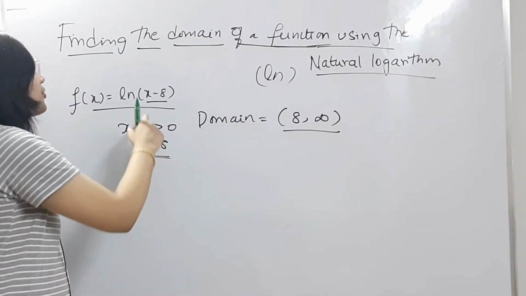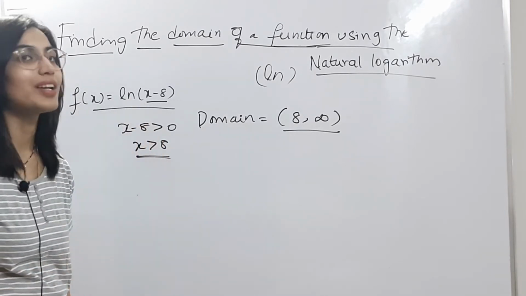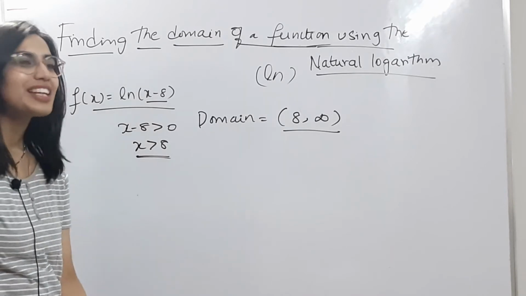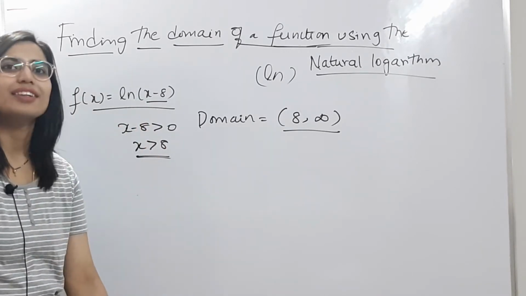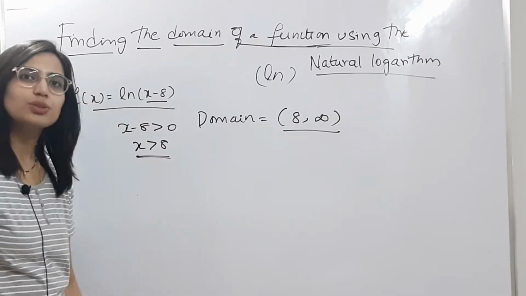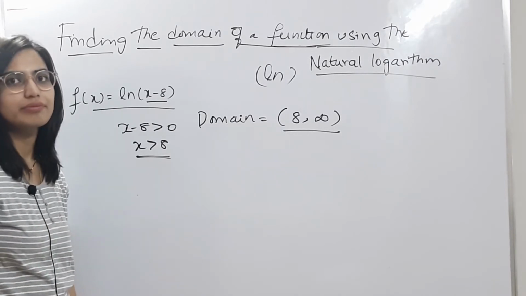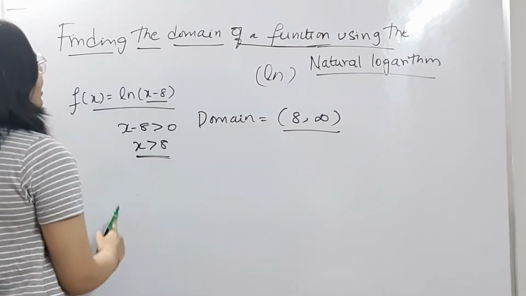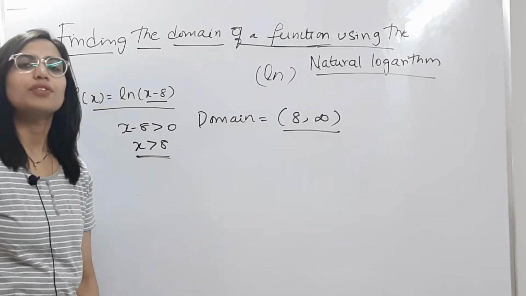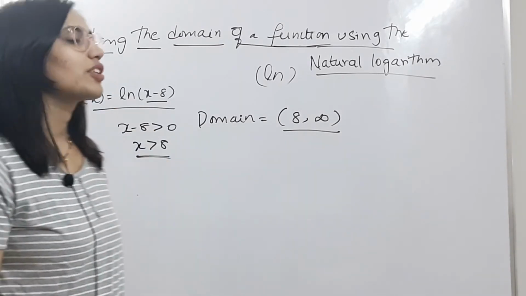Right, check for yourself. If you put 7 here, it will become log minus 1. If you put 8 here, it will be 0. But if you put 9 here, it will be log 1. 10 here, log 2 and so on. So we get the values from there on. Right? So this is how you identify the domain of a function whenever there is a natural logarithm defined in the function.